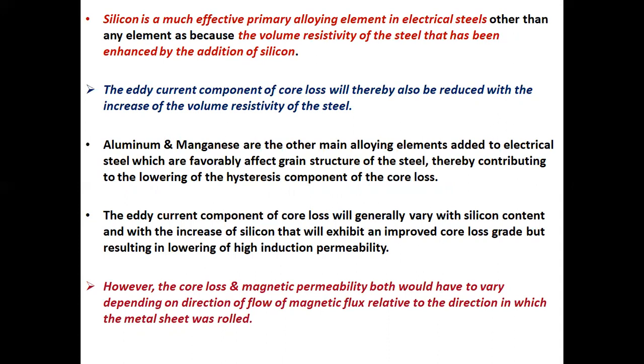The eddy current component of core loss will generally vary with silicon content, and with an increase of silicon it will exhibit an improved core loss grade, but result in lowering of high induction permeability. However, the core loss and magnetic permeability both vary depending on the direction of flow of magnetic flux relative to the direction in which the metal sheet was rolled.